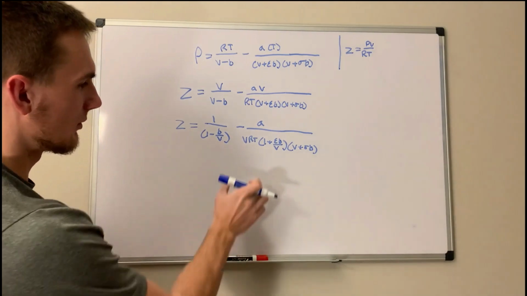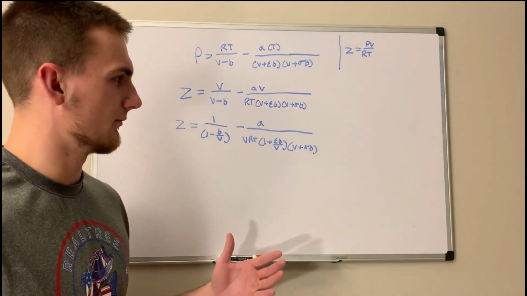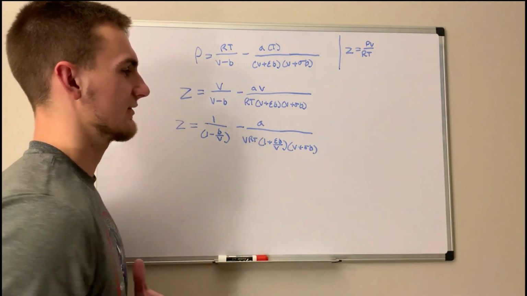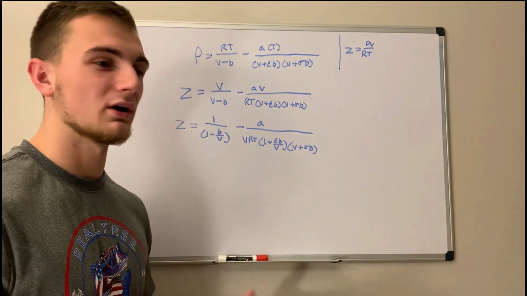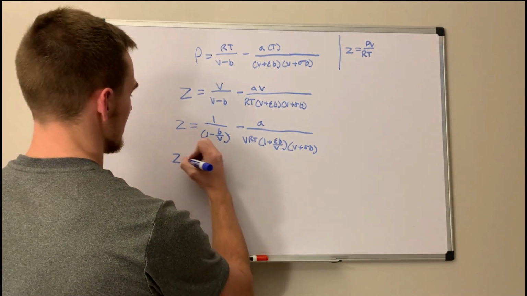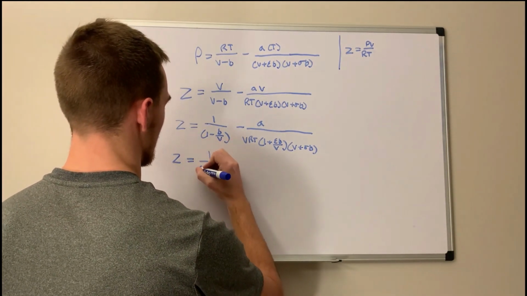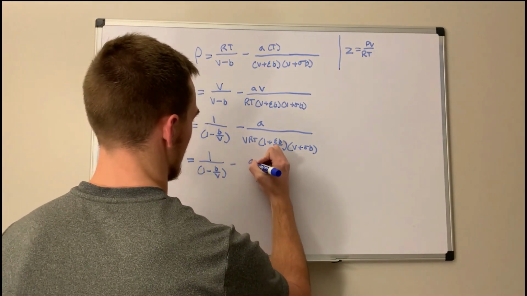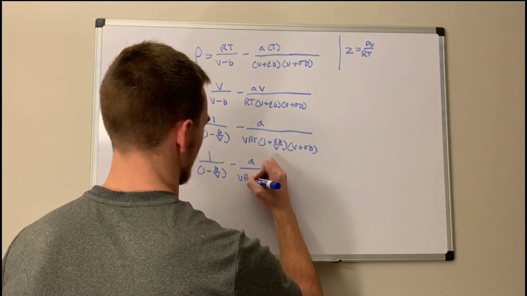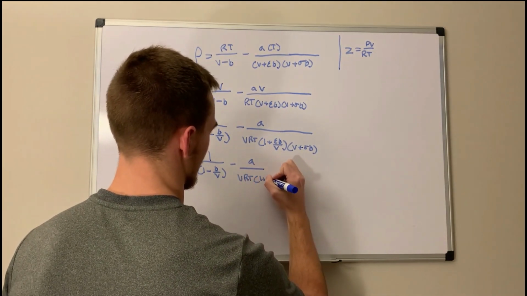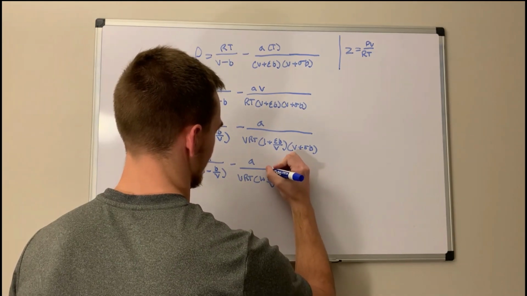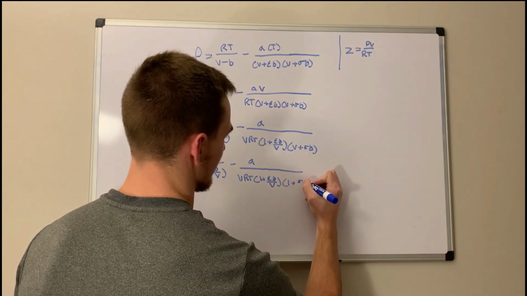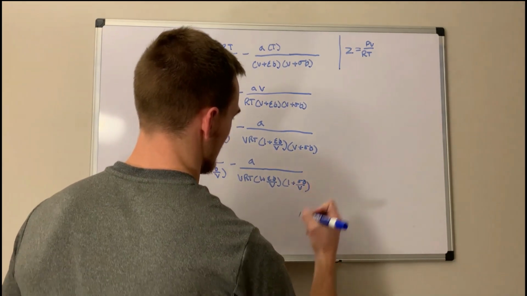Now, we will want to get these terms all in like terms, so what we can do here is we're going to divide this last term on the right here by V as well. So that will give us Z equals 1 over 1 minus B over V minus A over VRT times 1 plus epsilon B over V. Okay, and then dividing by V here, we'll have 1 plus sigma B over V.